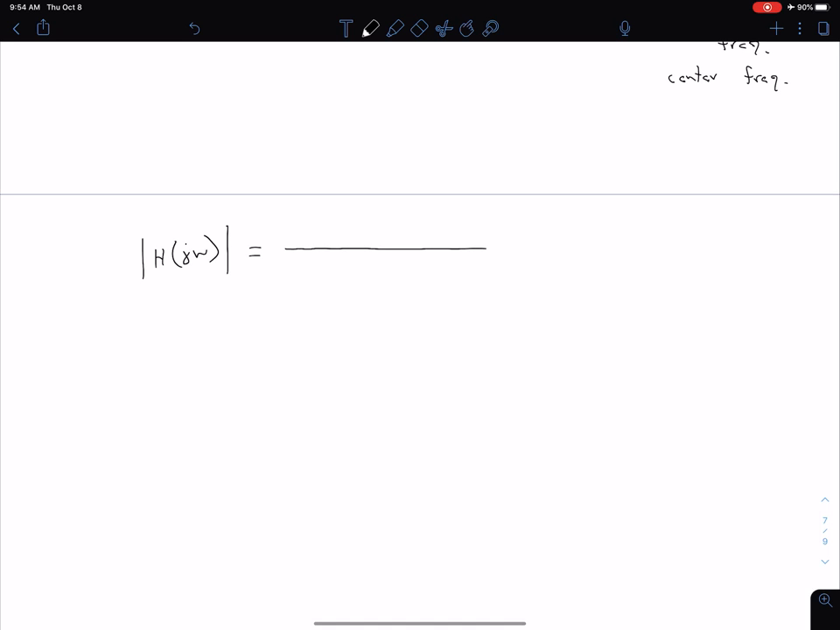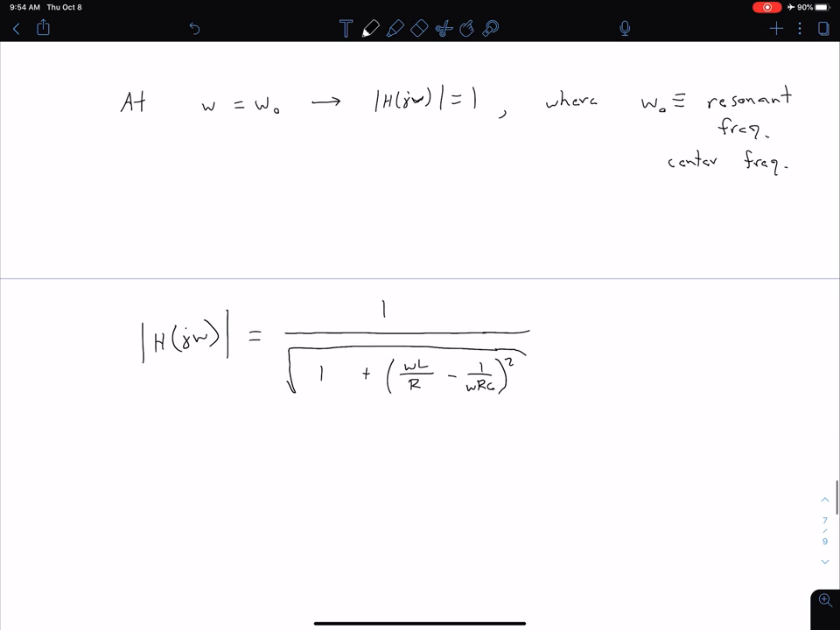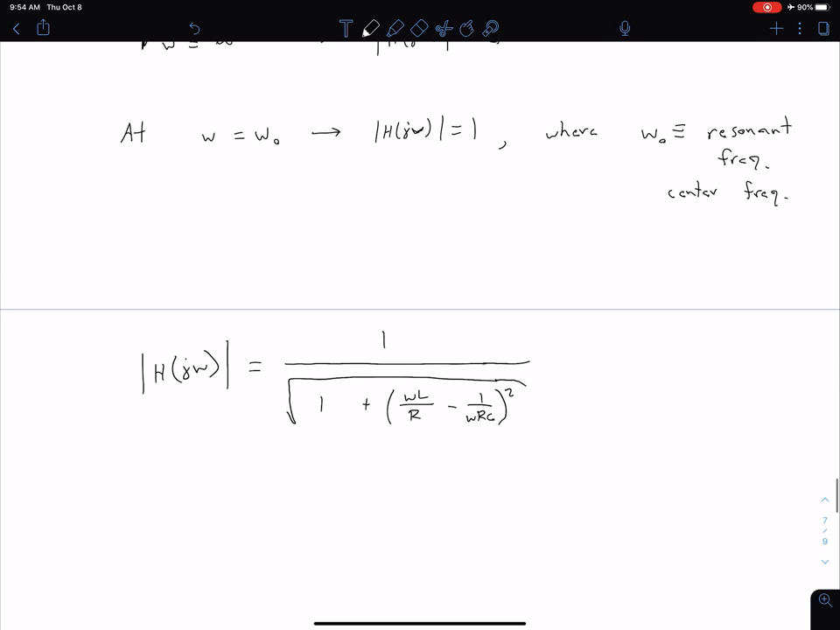Oftentimes we can just eyeball our transfer function, and not just the magnitude, to see that, but let me go ahead and write that out explicitly. We're going to have the 1 squared, plus this quantity of omega L over R minus 1 over omega RC, that whole quantity squared. The same arguments we had before when we were looking at these extreme cases are going to hold for this magnitude, of course.